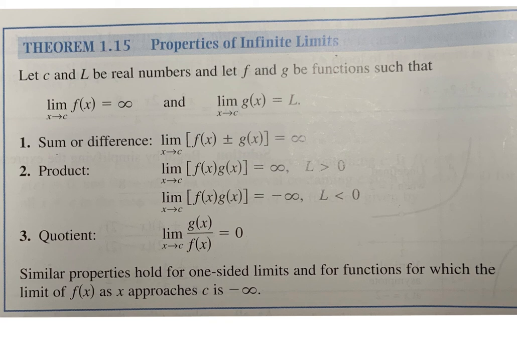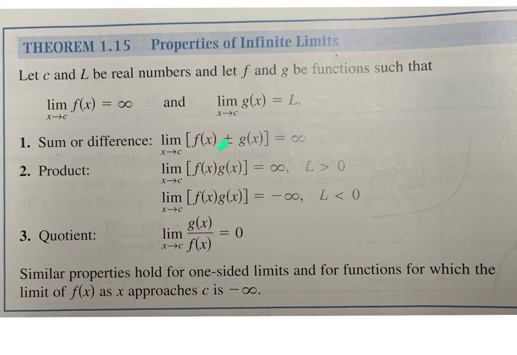If you have an infinite limit plus something that has a real number limit, you'll notice, so this function has an infinite limit. This guy has a real number. It did not affect it whether you added or subtracted, right? It did not affect it if you multiplied it. The only way it affects it if you multiply, however, is if that real limit was a negative, right?